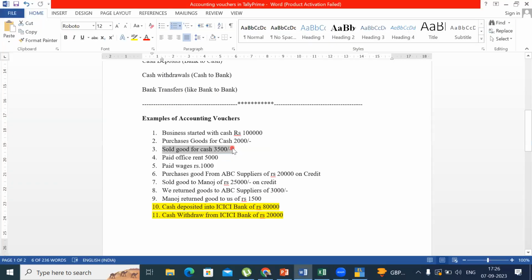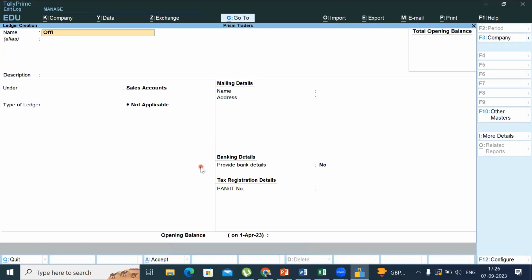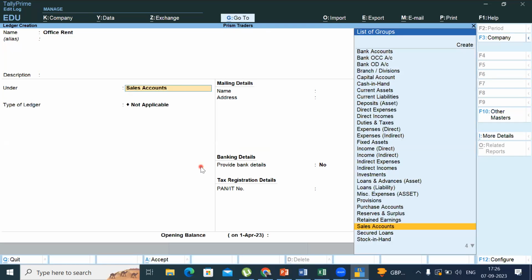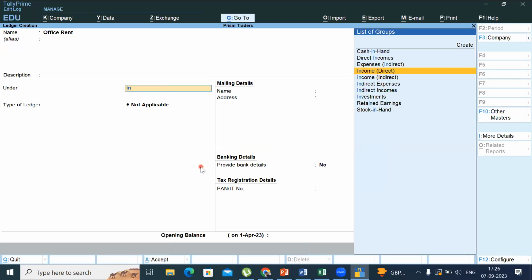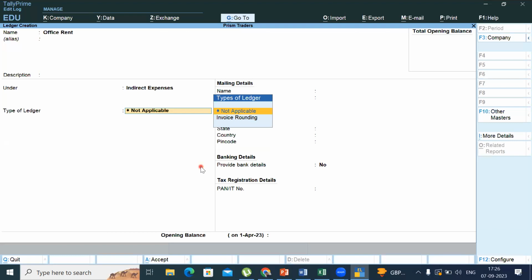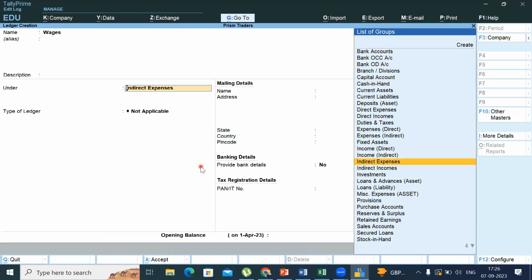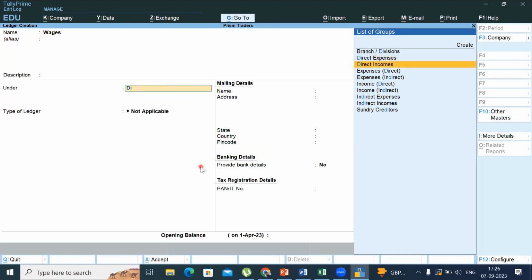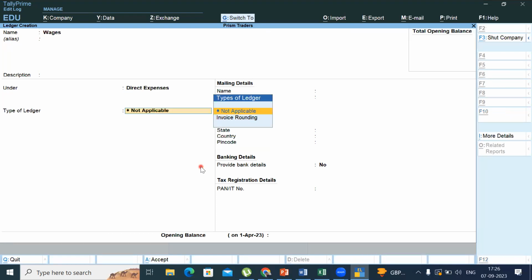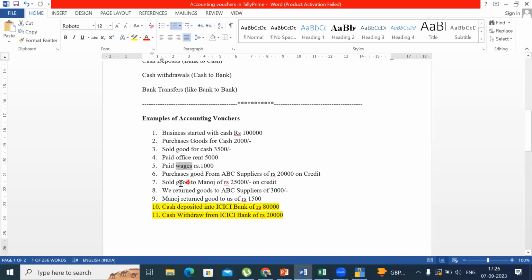Again, once we create the sales, here you can create one ledger for office rent, and you can create wages. Cash already exists. So one is office rent account under indirect expenses. You select Indirect Expenses and save, and wages under Direct Expenses. Okay. Just save all these, and the remaining ledgers.